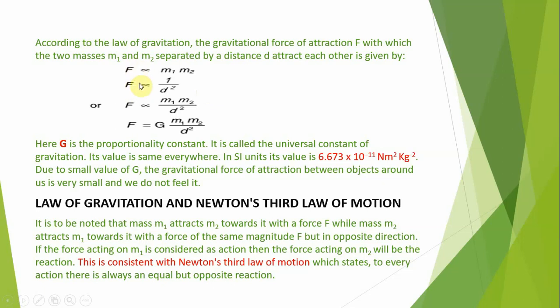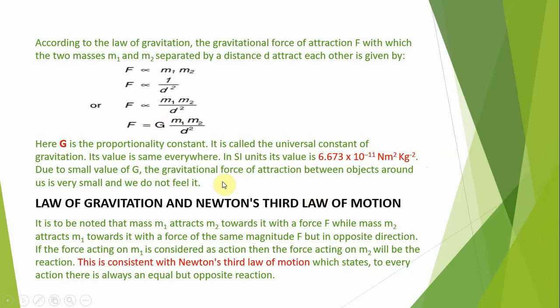When we combine these two relations, we get a new relation, that is F is directly proportional to m1 m2 and inversely proportional to the square of distance. And when we remove this proportionality sign, we have to put an equation and a constant. Here students, this capital G is called the proportionality constant. It's also called the universal constant of gravitation, and its value is 6.673 into 10 raised to the power minus 11 Newton meter square per kilogram square.